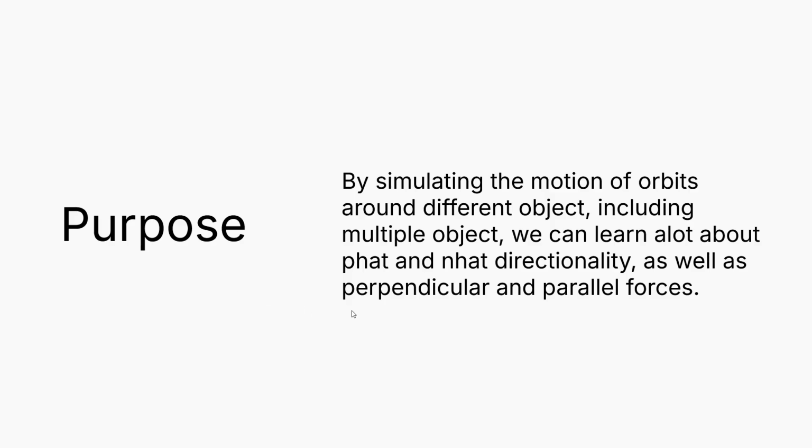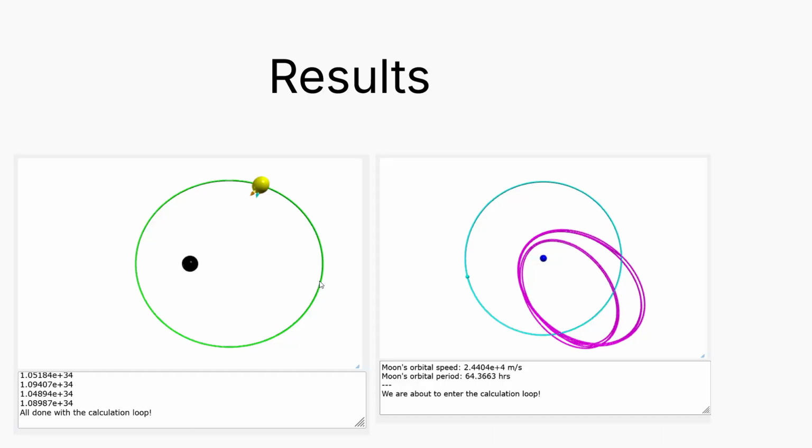Then why are we doing this? What's the purpose? By simulating the motion of orbits around different objects, and in the second part multiple objects, we can learn a lot about p hat and v hat directionality, as well as perpendicular and parallel forces, just through these simulations.